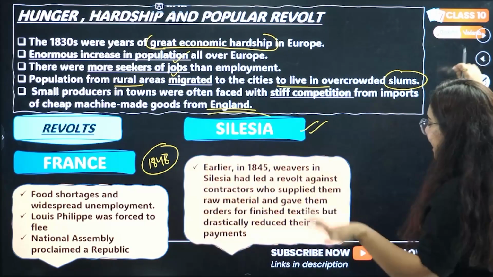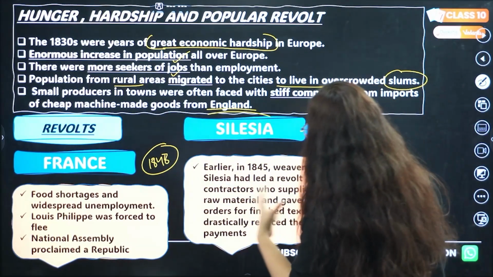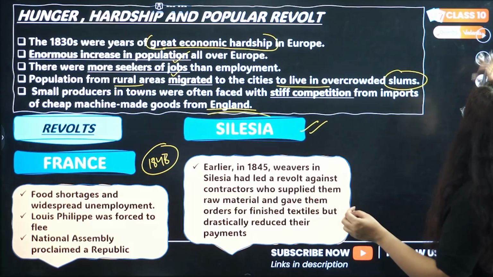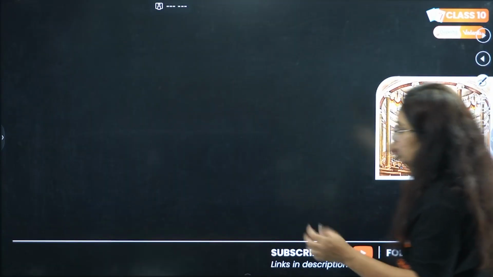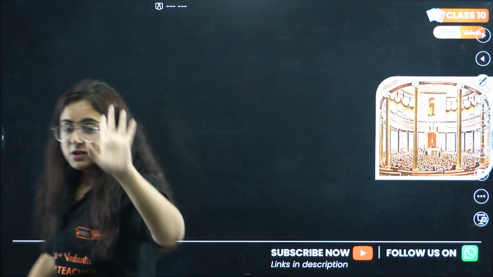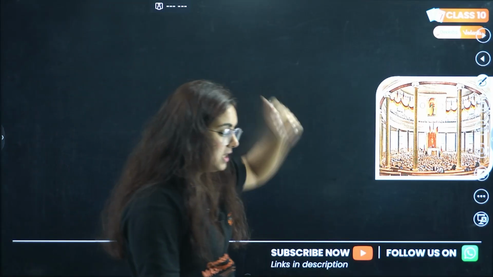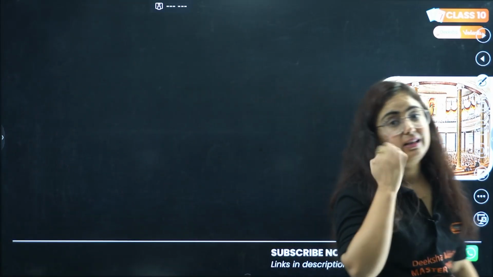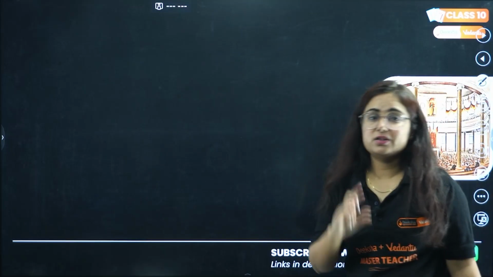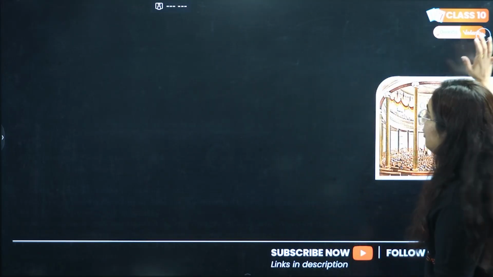You guys please read it, where certain peoples revolted against the contractors. That's it. That's not so important. Okay, so the story of France is over. France became a republic. Now the story comes to another region, in which first we will study the German region.